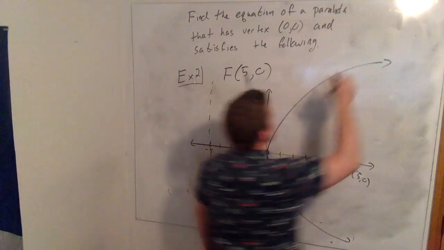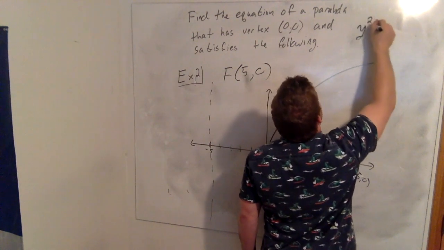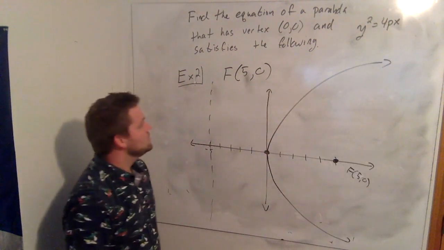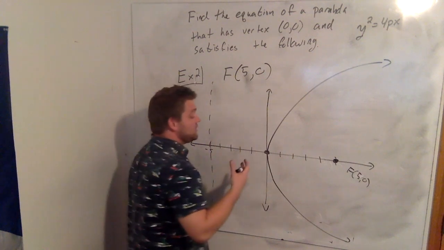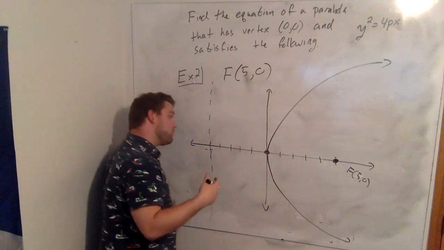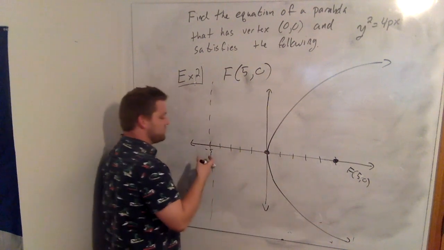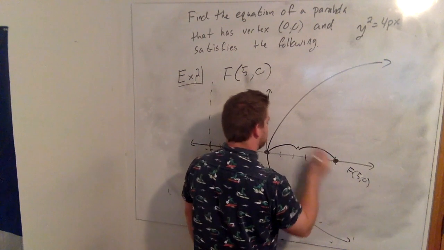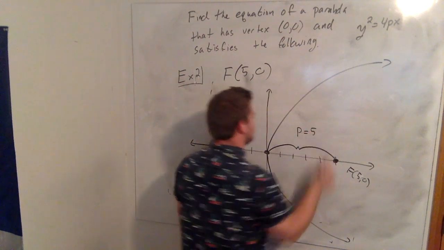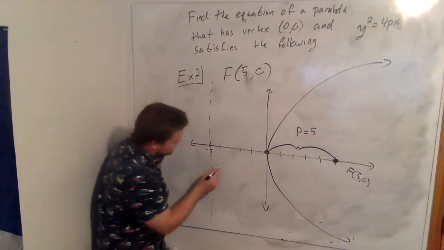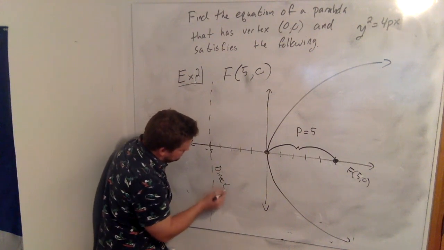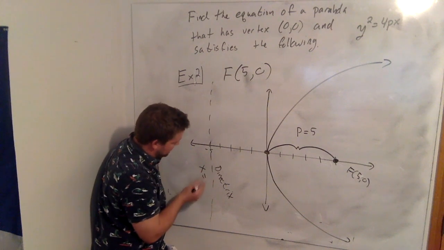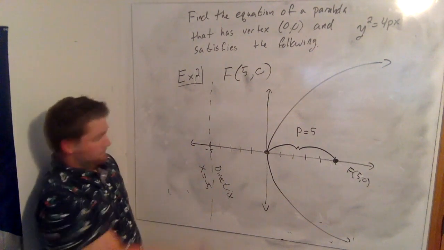So right off the bat, we know that this will have the equation y squared is equal to 4px. Since the parabola is opening up to the right, or since the focus is to the right of the directrix, we know that p will be positive, and in this case p is going to be 5. Let's write the equation of the directrix. The directrix here will have equation x equals -5.